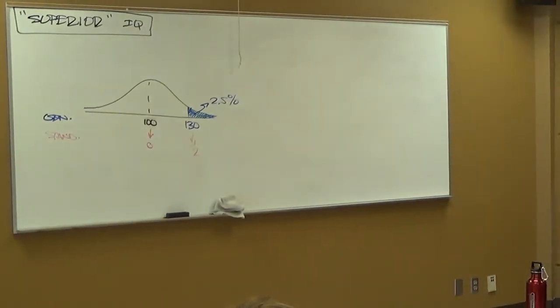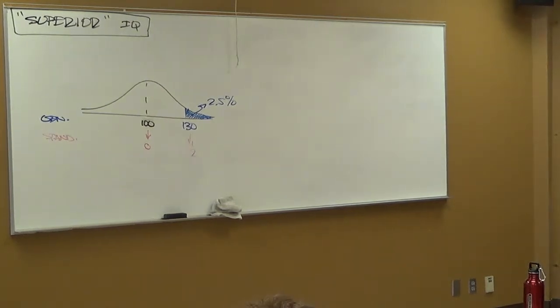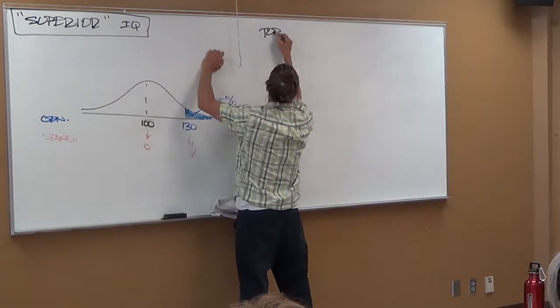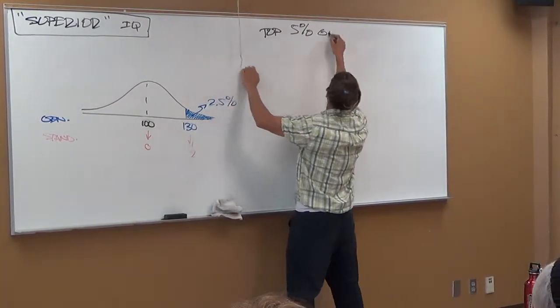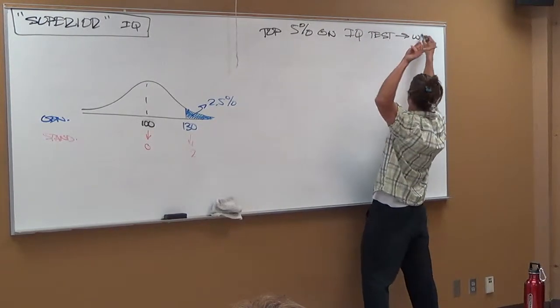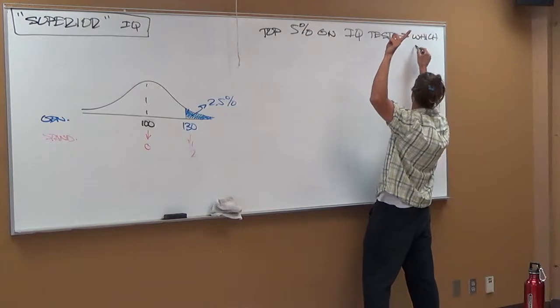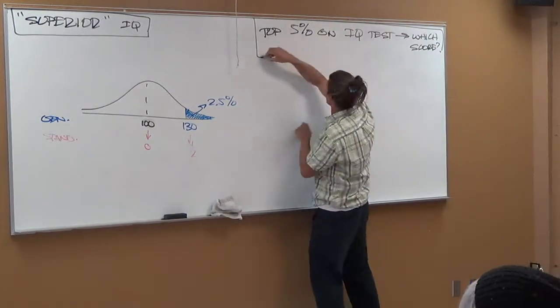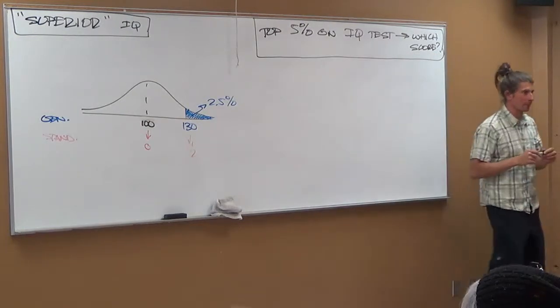What I have is not what the IQ score is at first, but do you see why this would be a backwards problem? Top 5% on an IQ test. Well, you're starting with the percent. Say it again, Lydia, nice and loud. You're starting with the percent instead of the numbers. And that, my friends, is why I call it a backwards problem.